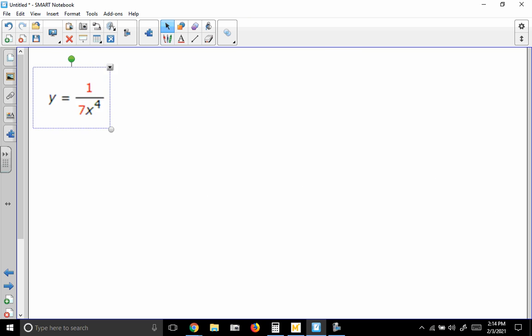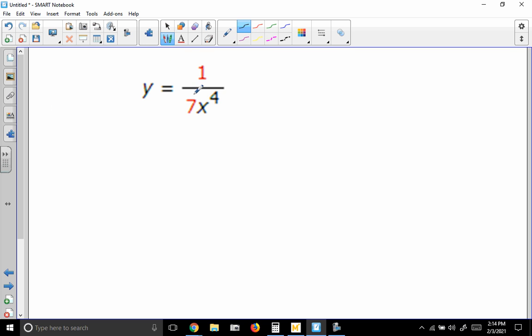All right, what about this one? We don't have a rule yet for dividing. So how are we going to handle that? Well, let's start out by rewriting this. Let's pull the 7 out front, and let's move the x to the 4th up top and call that x to the -4. So these two things are equivalent. We could move the x to the 4th up top, x to the -4, and then we could pull 1/7 out as our coefficient.